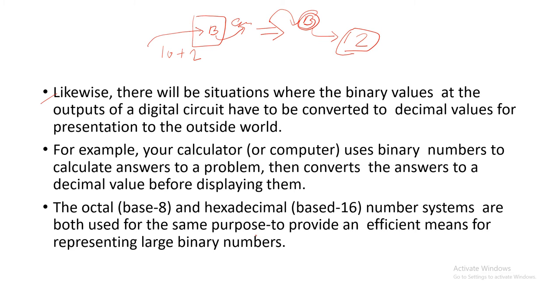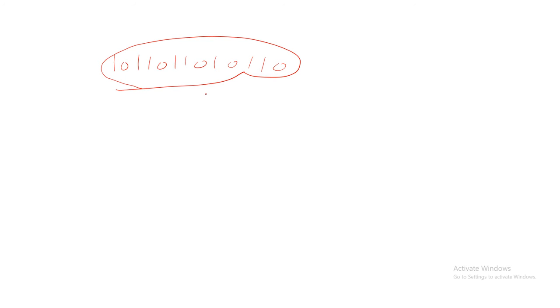So what does it mean? Let's suppose this is the given binary number. It's quite large and we are unable to memorize it. So to compress the binary number, we have two different number systems. One is octal. Octal is a group of three binary bits. It will combine three binary bits to give one octal digit, so that the length of the number is reduced and we can easily memorize it.